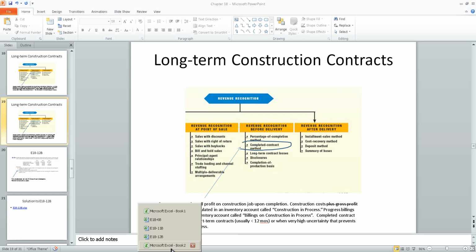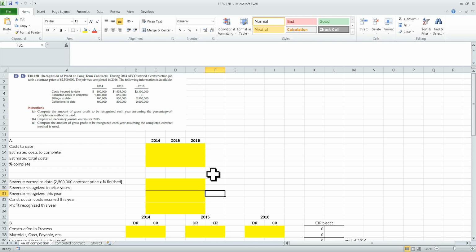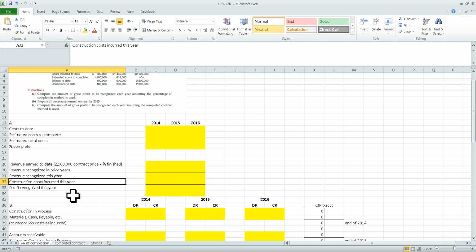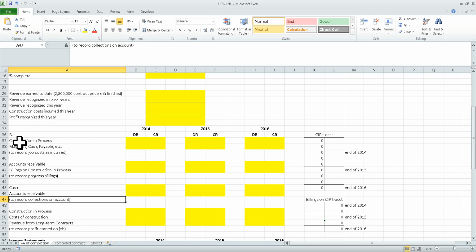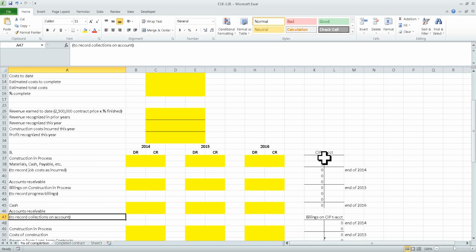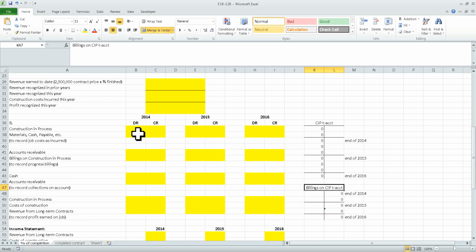Okay, so let's go back and let's take a stab at this problem. The first thing I want to do, skip this section A, and let's go do the basic debits and credits involved in recognizing the job cost as they are incurred, the progress billings, and the collections on account, because those three journal entries are going to be exactly the same regardless of whether you use percentage of completion or completed contract. And you can see on the right side here I've got a construction in process T account set up and a billings on construction in process T account set up as well. And as we make the entries here, those T accounts will be updated with the amounts of the entry.